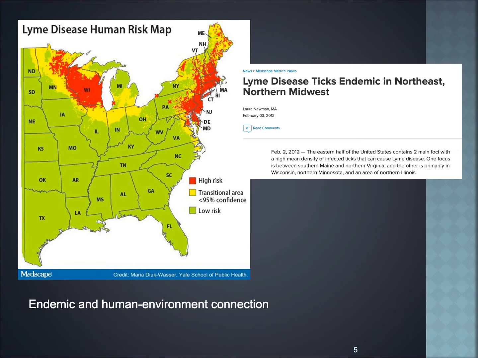So where do we find those ticks? Can they be eradicated or not? Can we come up with some type of vaccination against Lyme disease or not? So here we're looking at the connection between the human and environment, but not just the human environment connection, but also whether or not that disease is endemic within one of those populations or not.